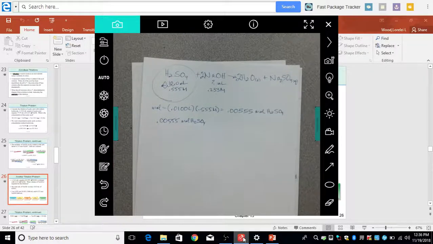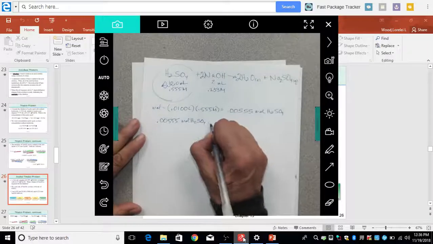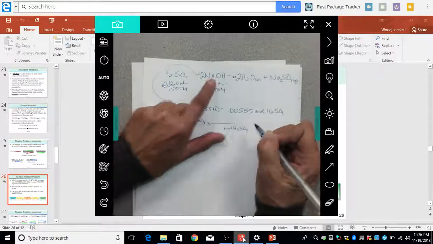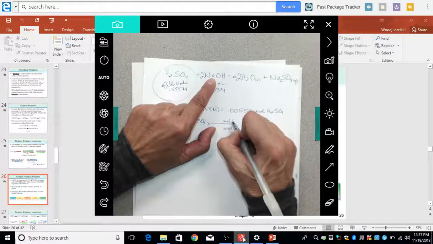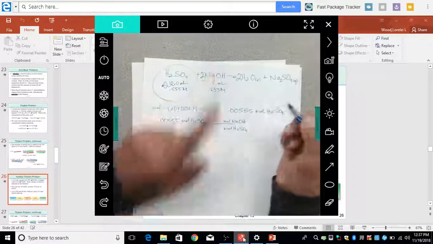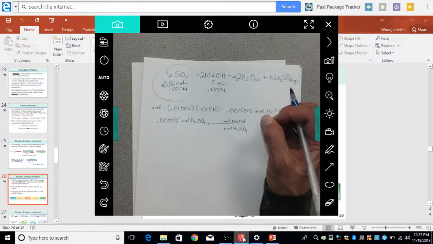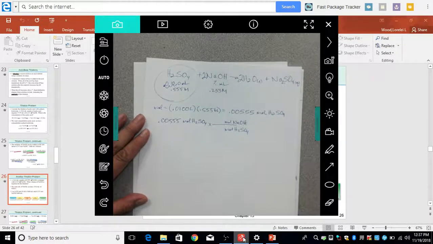Now what can I get with moles of sulfuric? Remember, to convert something to moles, I'm going to look at the balanced equation. So I've got to relate moles of sulfuric to what? Sodium hydroxide. Moles of sodium hydroxide. Very good. See, like I said, if you remember nothing else from this class, convert something to moles and look at the balanced equation.